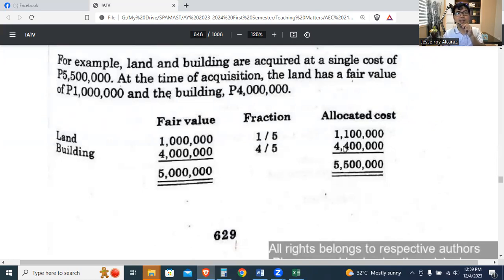Now, you might be asking, sir, nganong kailangan man siya bulagon? Dili ba pwedeng diretso na lang sa atong account title nga land and building 5,500,000? Well, pwede naman if mao na siya nakabutang sa imong policy, internal policy. However, it does not follow the accounting standard. Bakit? Kasi land is different from building. So these are two properties that have their own fair value and are used differently. Therefore, mas better yun nga ato siyang bulagon.